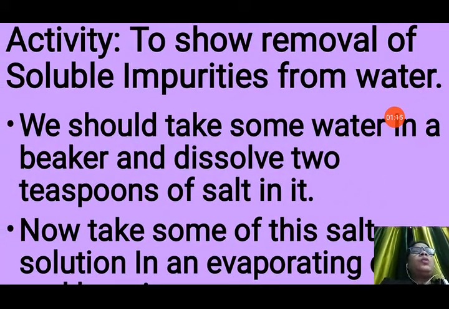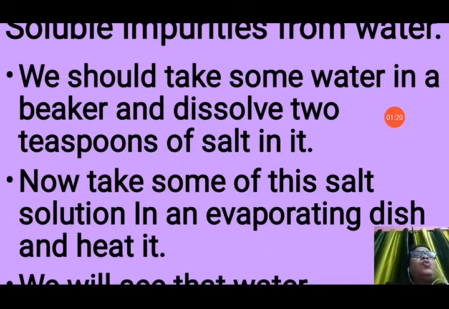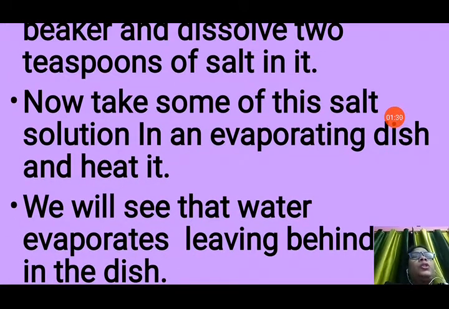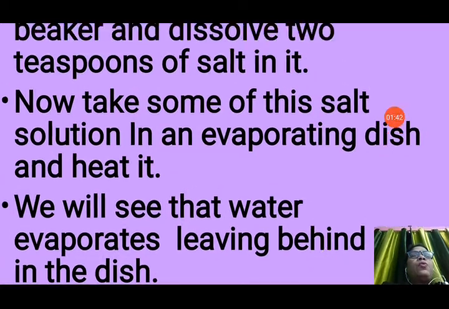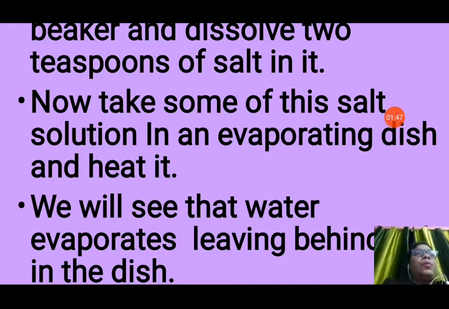To show removal of soluble impurities from water, first of all we should take some water in a beaker and dissolve 2 teaspoons of salt in it. We will see that the salt mixes totally in the water and we cannot see the salt anymore. Now take some of this salt solution in an evaporating dish, or a china dish, and heat it. We will see that the water evaporates, leaving behind salt in the dish. All the water will evaporate due to heat and only the salt will remain in the dish.